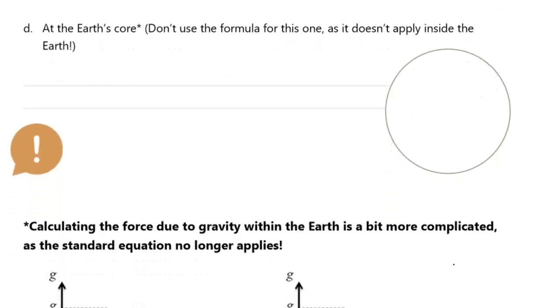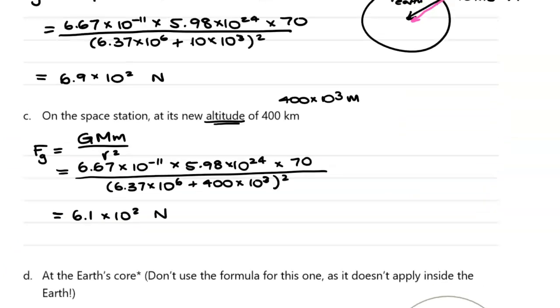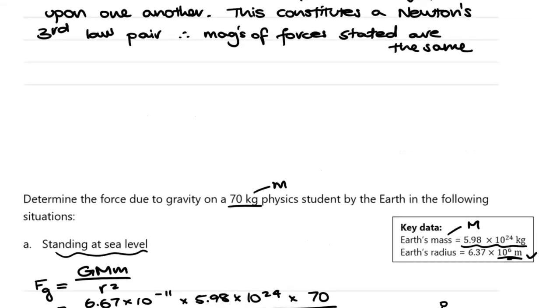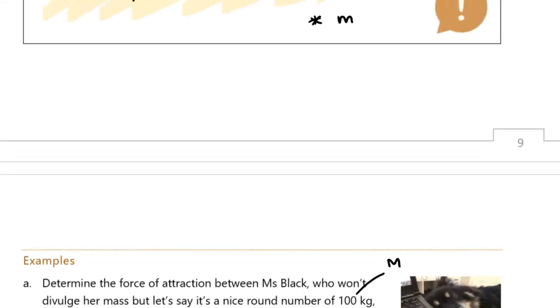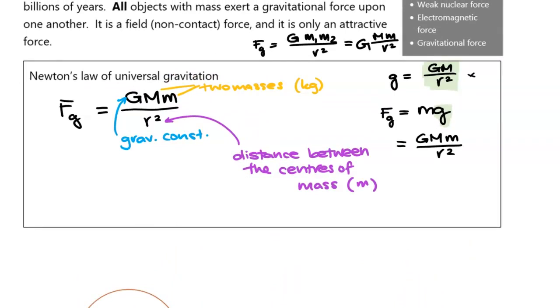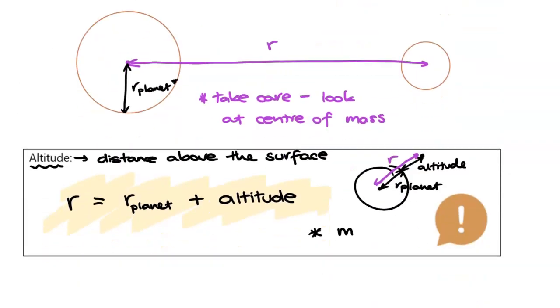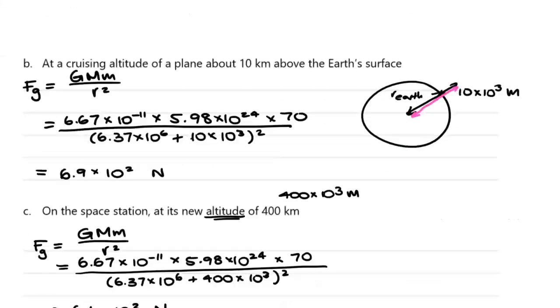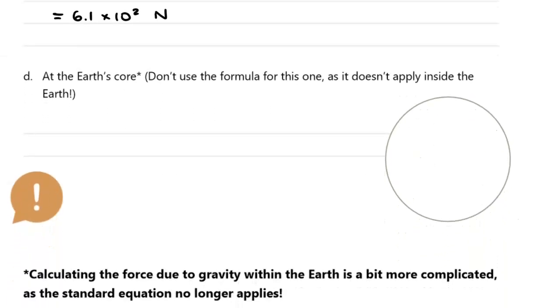Now, a question I've seen on the exam a few times now talks about finding the force due to gravity on us acting on the Earth's core. So a really important thing to note is that this formula, and in fact the formula for g that we had, only works when we are external to a body. So this formula and the formula for g do not work when we're within the Earth. So making a note on that on your note sheets would be really, really critical. Don't use the formula for this one. It doesn't apply inside the Earth. We need to use another approach.